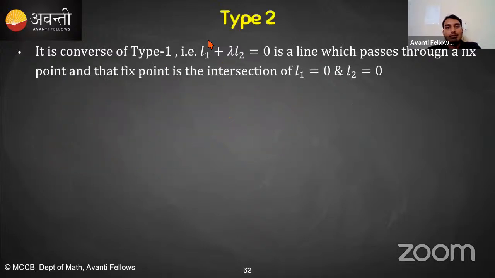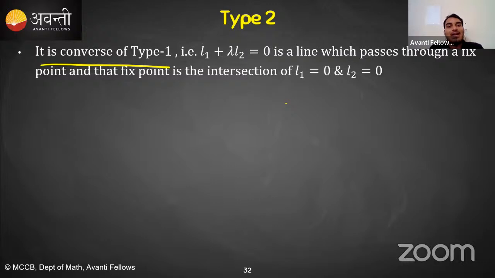So now, students, type 2. Type 2 is nothing but the converse of type 1. What is type 1? A line which is passing through the point of intersection of L1 and L2 can be given as L1 plus lambda L2 equal to 0.